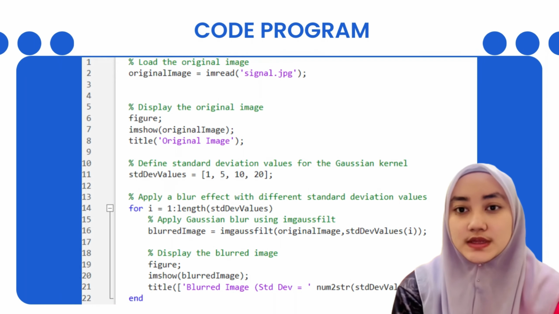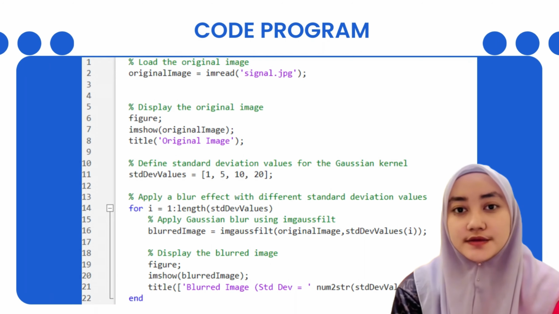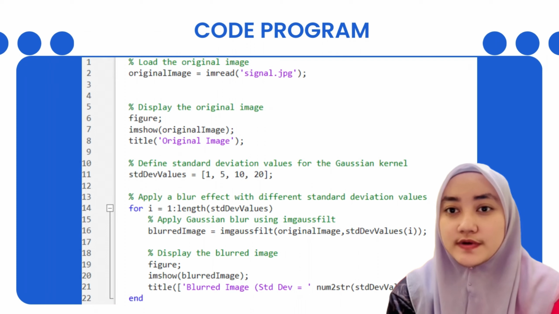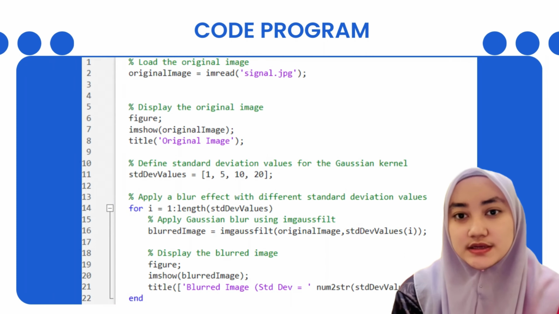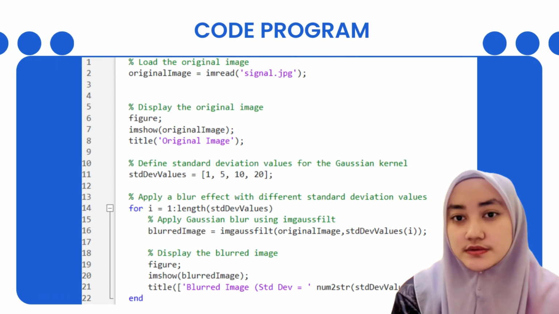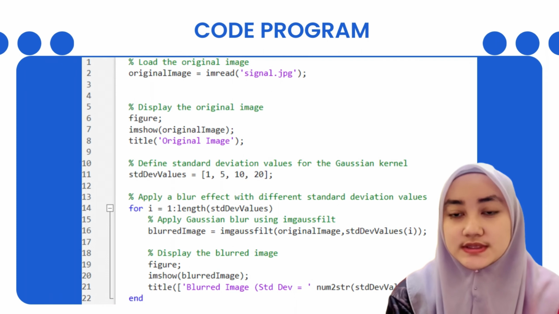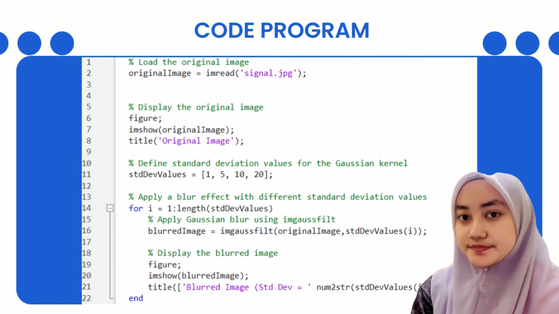In line 11, this line creates an array named standard deviation values containing 4 standard deviation values, which are 1, 5, 10 and 20. You can modify this array to include different values. Line 14 starts a loop that iterates through each standard deviation value in the array. In line 16, this line applies Gaussian blur to the original image using the imgaussfilt function with the specific standard deviation. The result is stored in the variable blur image.